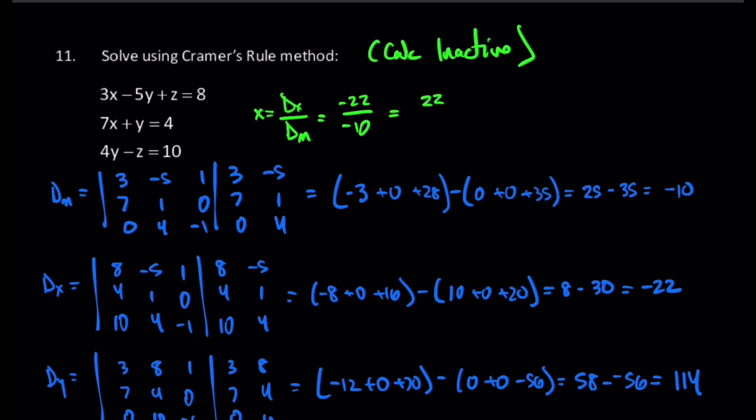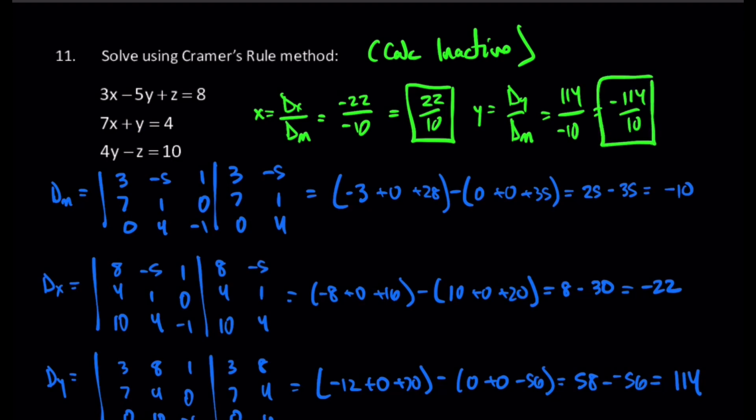I'll just leave this as 22/10. Call it a day. Y equals dy over dm. dy was 114, and dm is negative 10. So again, negative 114 over 10. There you go. That's good enough.